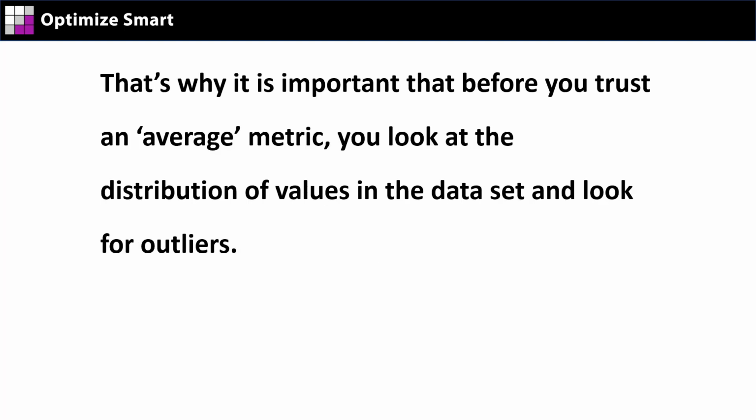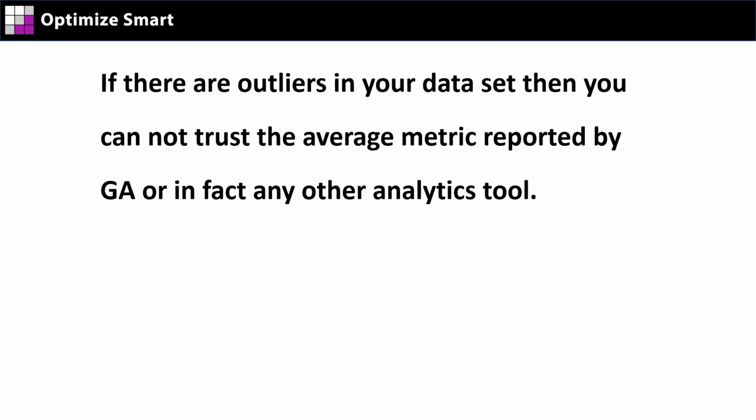That's why it is important that before you trust an average metric, you look at the distribution of values in the dataset and look for outliers. If there are outliers in your dataset, then you cannot trust the average metric reported by GA or, in fact, any other analytics tool.